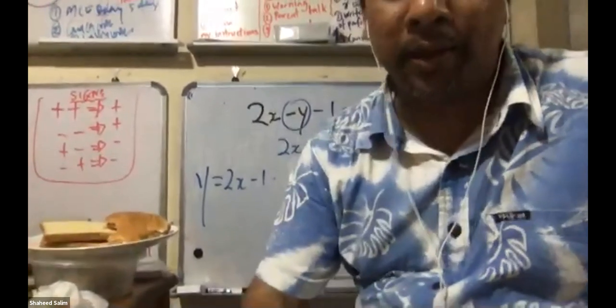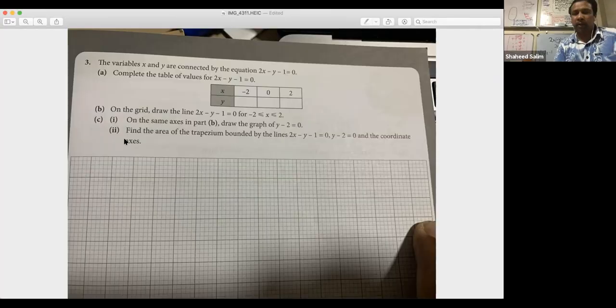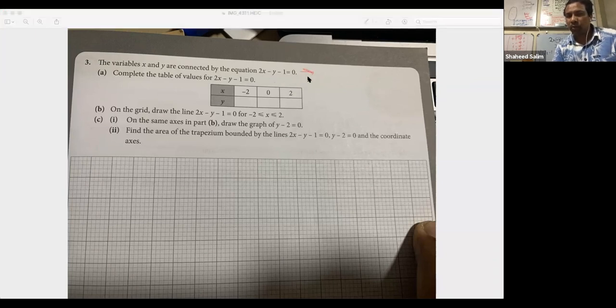Okay, I'm going to write down here. I'm going to write y equals to 2x plus 1. Down here. This is the one, right? So now, from this equation, we are now changing it to this equation. Y equals to 2x minus 1.